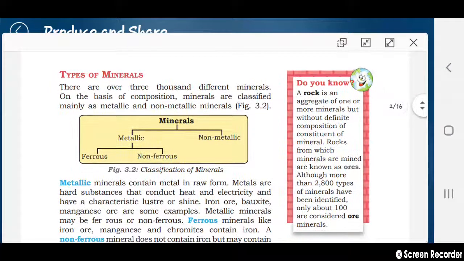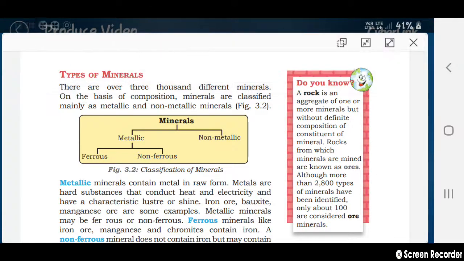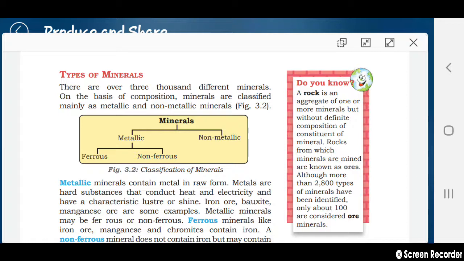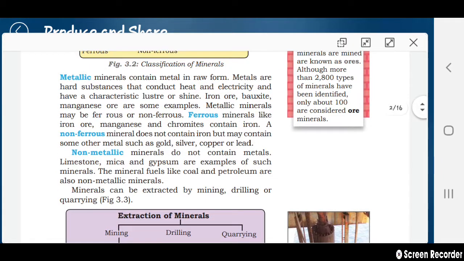Next is types of minerals. There are over 3000 different minerals present in the whole earth's crust. On the basis of their composition, minerals are classified as metallic and non-metallic minerals.